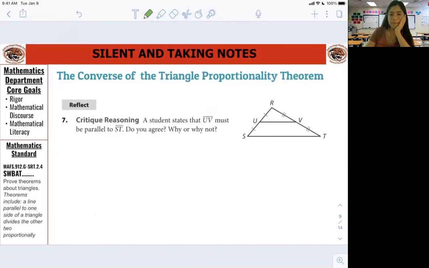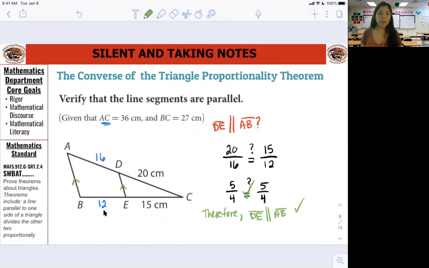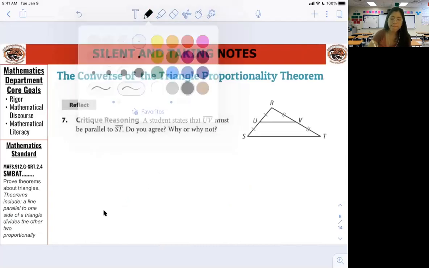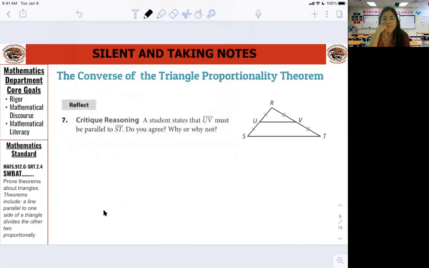So let's think about it. We don't know any numbers. We don't have any values. Like we've been doing here, we've been verifying it using the numbers. But since I don't have any numbers, what else can I rely on? How can I try to prove that this is true?